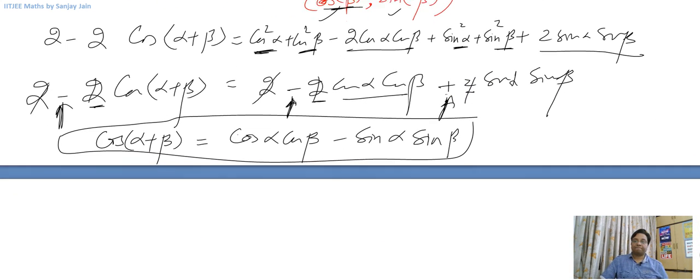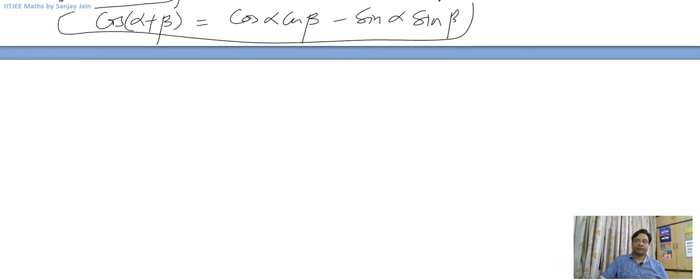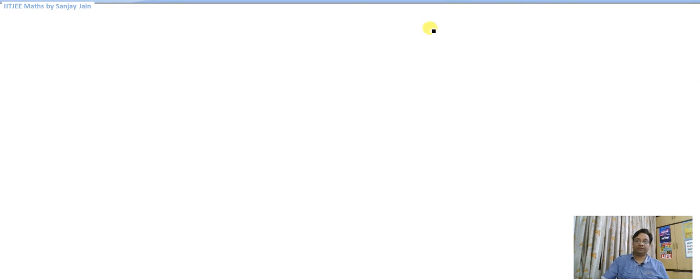Alright. So you need to memorize these formulae that we have derived.